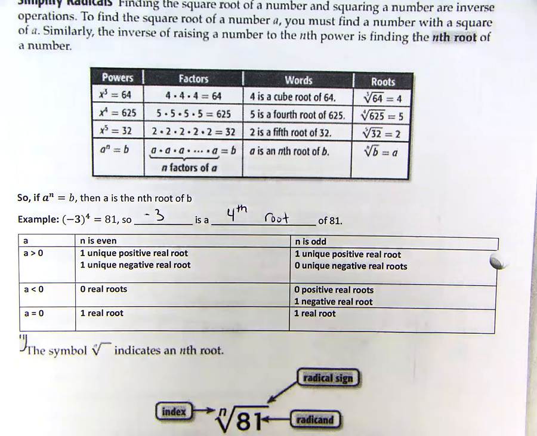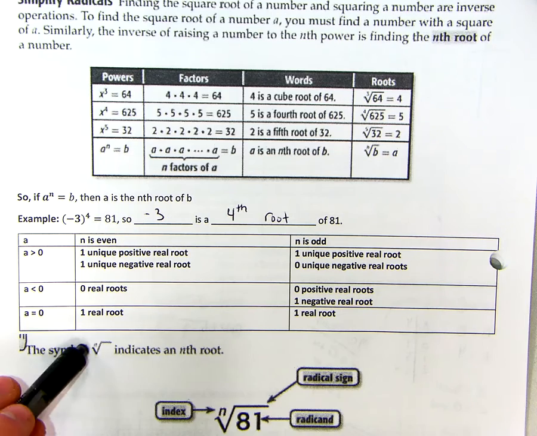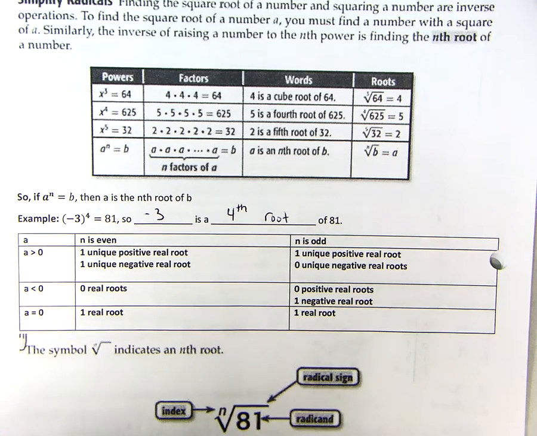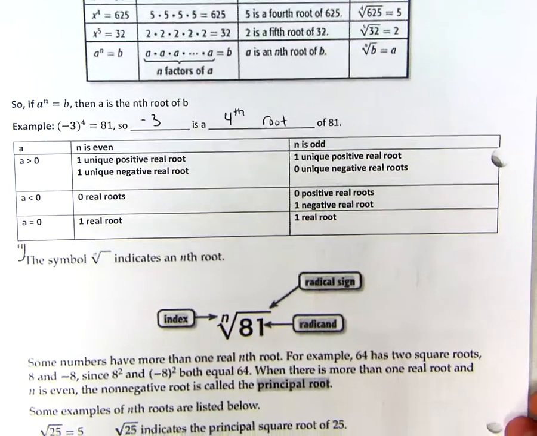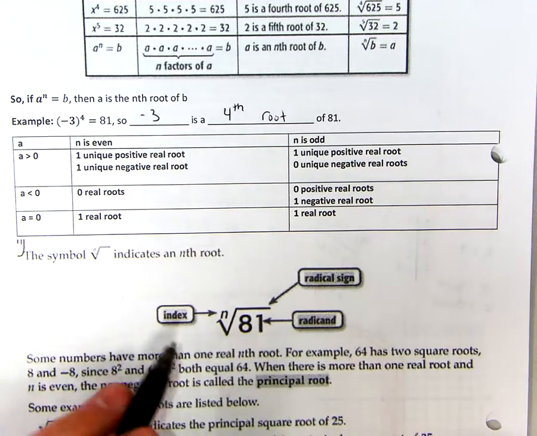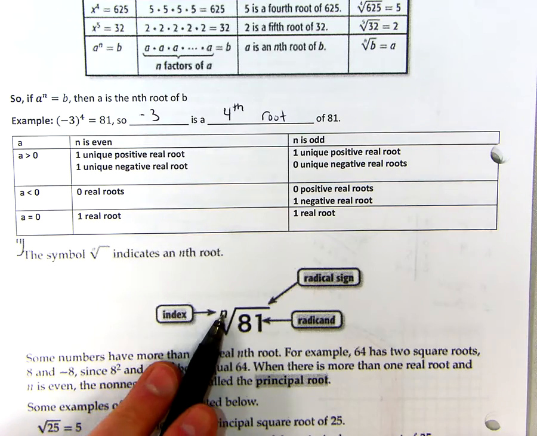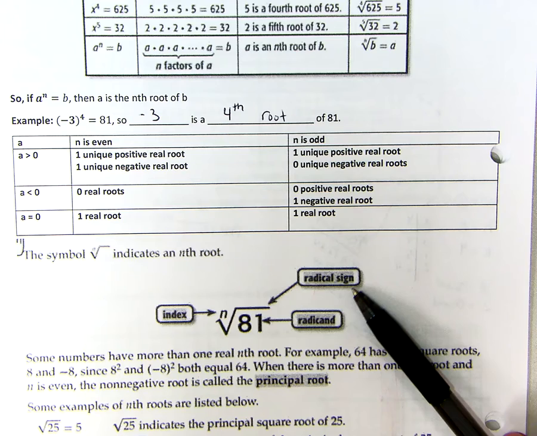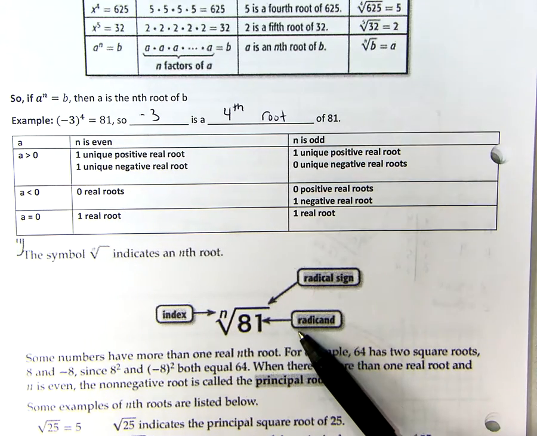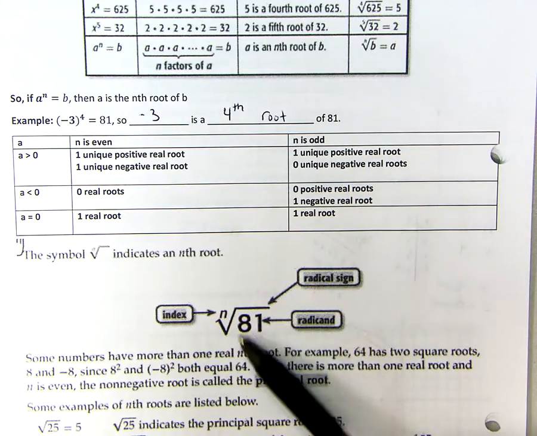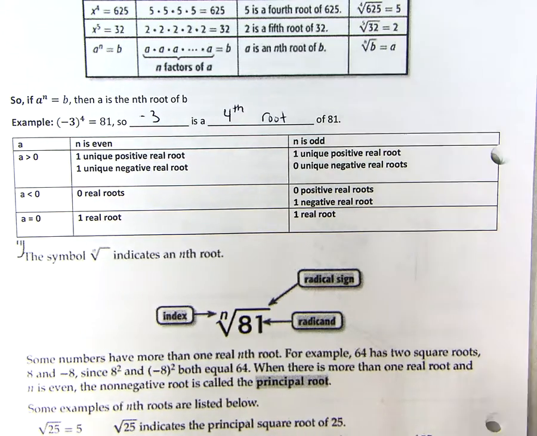The symbol right here, where it's the square root and there's an n right there, that's the nth root. We also call this part the index. So if I ever say index, I'm talking about what number is n. The radical sign, that's just this. You'll always have that there. And then the radicand is the number that's inside here.